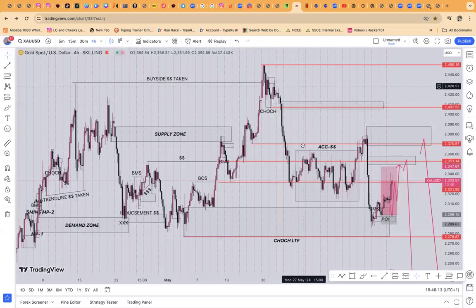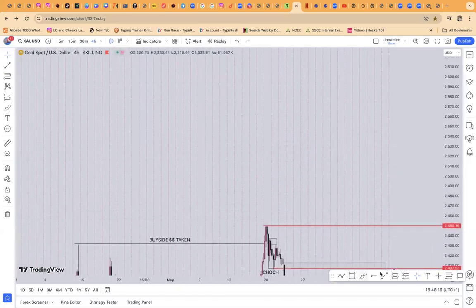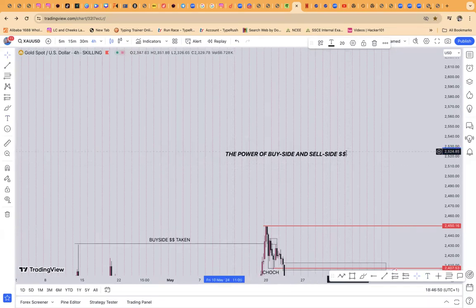So basically what I'm going to be showing you guys here is, I'm going to be saying it again, the power of buy side and sell side liquidity. So in other words, we use this symbol for liquidity.